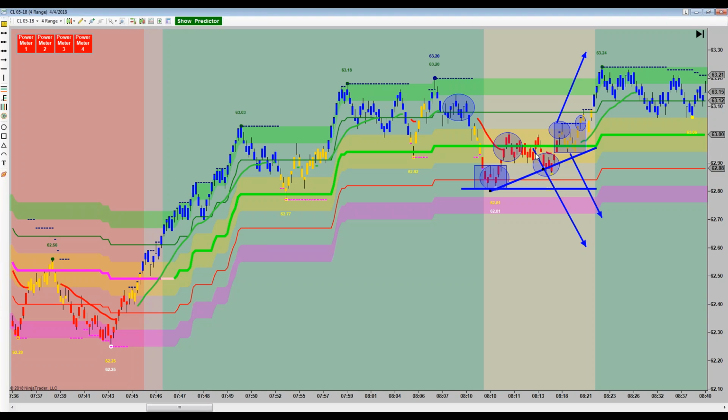Now, if the opposite had happened, if it came up here, kissed and rolled, and broke and started heading down here, now the background would have turned red and we'd be trading the short side. Good. That was good. Everybody did good on that one.